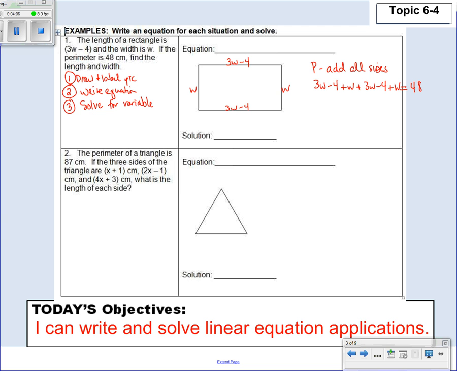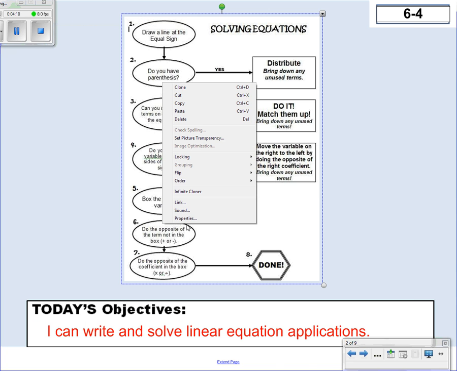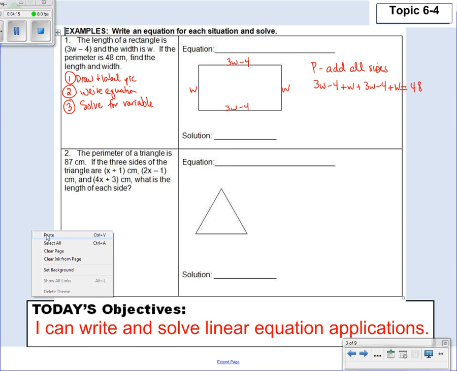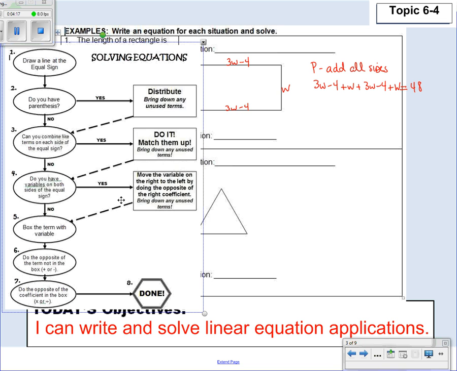So now this gets back to, let's go through the steps that we have on the previous page. First step is to draw a line down the equal sign. So my equal sign happens to be on the side there. Next, do we have any parentheses? Not the way we wrote this equation, because we just added all the sides. Step 3, can you combine like terms on each side of the equal sign? So we're going to look at just the left-hand side, and sure enough, we do have like terms that we can combine. So I'm going to highlight my like terms.